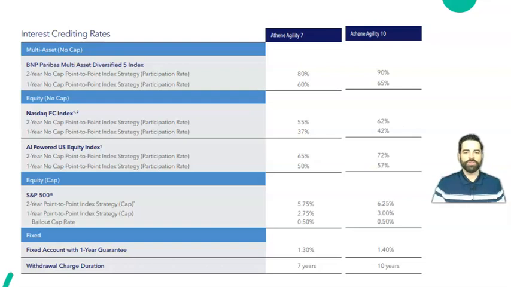And again, you have to wait the waiting period to get the income, and the 7 and 10 will also determine how long your withdrawal charge is. So for the 7, it's 7 years, and for the 10, it's 10 years.